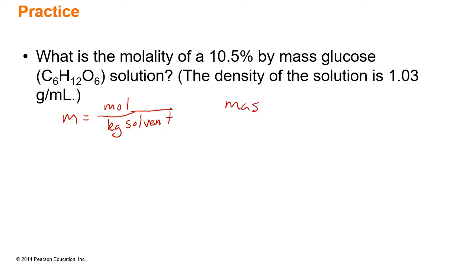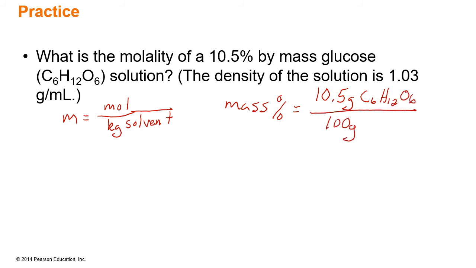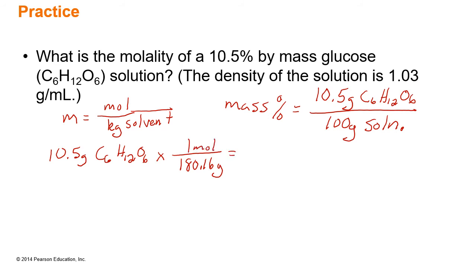Our mass percent, our 10.5, means that we have 10.5 grams of glucose per 100 grams of solution. So let's start with our numerator, 10.5 grams of glucose. And we want to convert to moles using our molar mass. And so we find that we have 0.05828 moles of glucose.